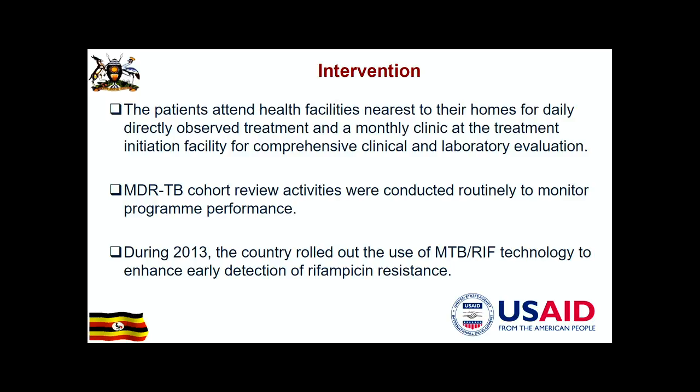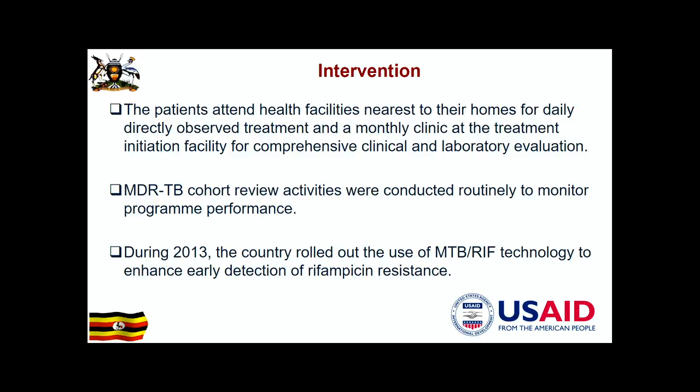So our patients attend the facilities, mainly public health facilities nearest to them on a daily basis to take their DOT. Every month, they also come to the treatment initiation facility so that they can be reviewed by the clinician, and also they are monitored on treatment, so they provide samples for laboratory monitoring. We also introduced cohort reviews as part of capacity building to the health workers, but also to improve on the quality of care that was given to the patients, given the kind of model that we had adopted.